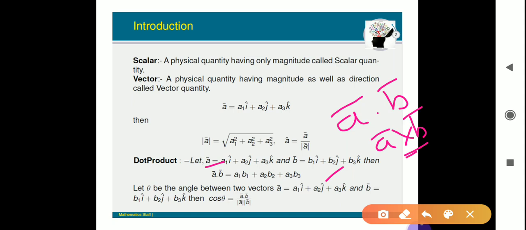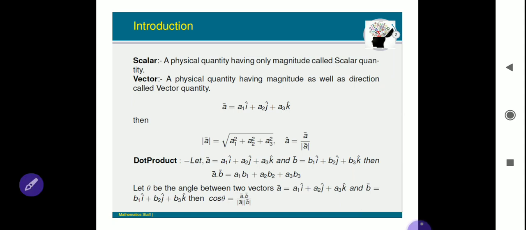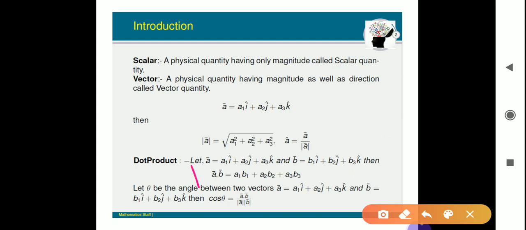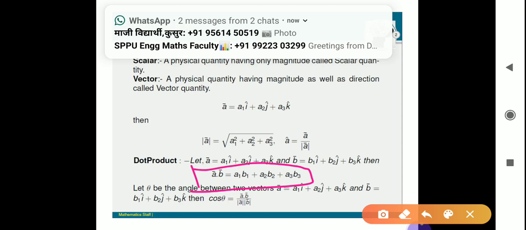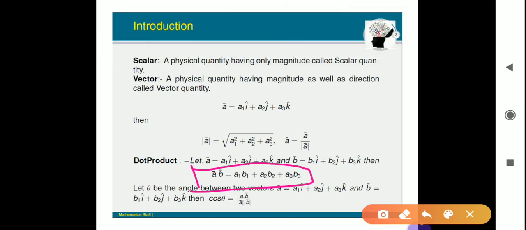Okay, so a bar dot b bar can be calculated using this formula. If a bar equal to a1 i bar plus a2 j bar plus a3 k bar is given, b bar equal to b1 i bar plus b2 j bar plus b3 k bar is given, then its dot product a bar dot b bar equal to a1 b1 plus a2 b2 plus a3 b3. Okay, because if you take dot product here, means if we simplify this, then we get some terms here: i bar dot i bar, then j bar dot j bar, k bar dot k bar.